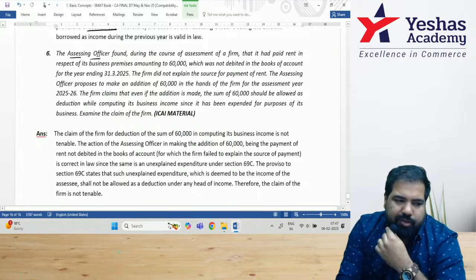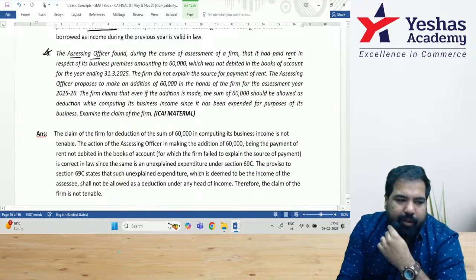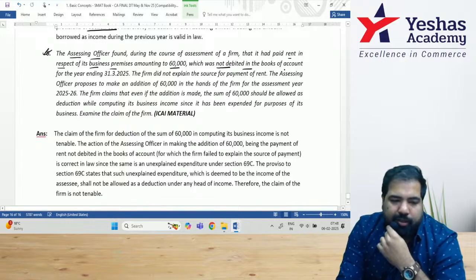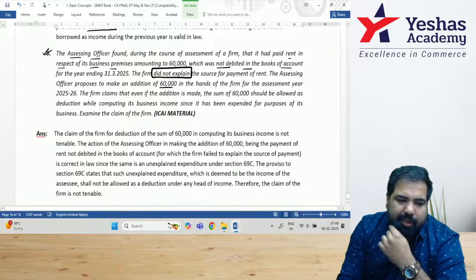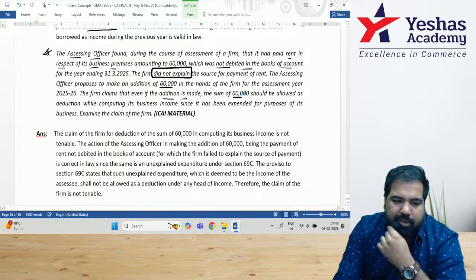The assessing officer found during the course of assessment of a firm that it had paid rent in respect of a business premises amounting to 60,000, which had not been debited in the books of accounts. The firm did not explain, guys. Underline this: did not explain the source of payment of rent. The assessing officer proposes to make an addition of 60,000 in the hands of the firm. The firm claims that even if the addition is made, the sum of 60,000 should be allowed as a deduction.